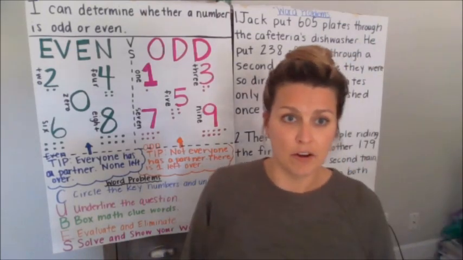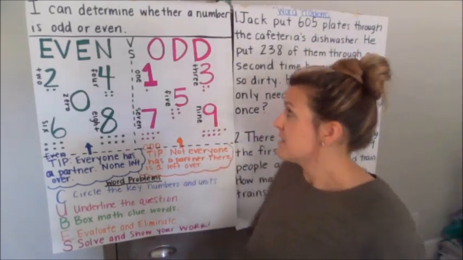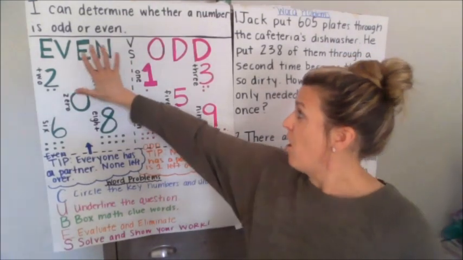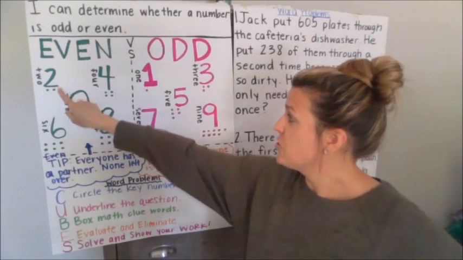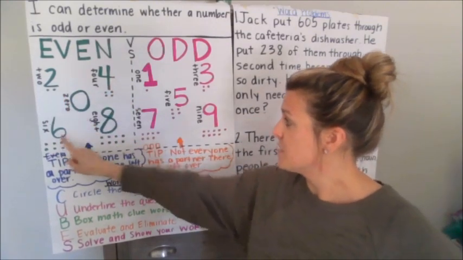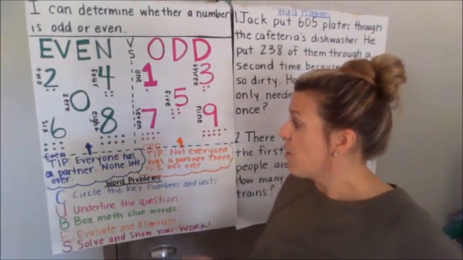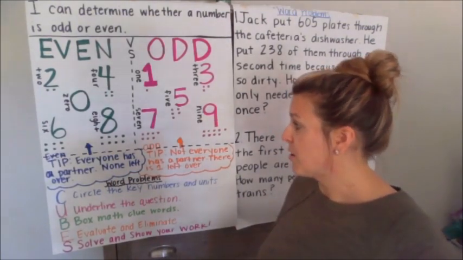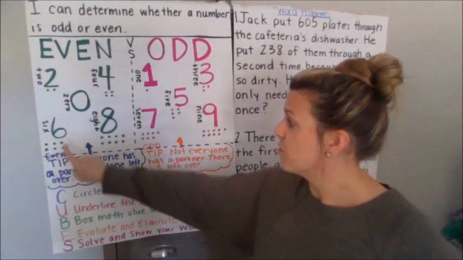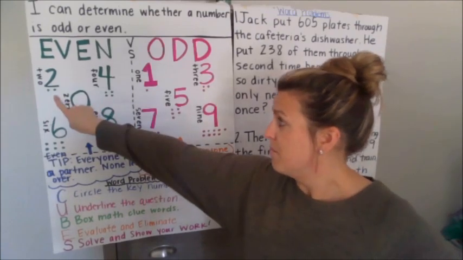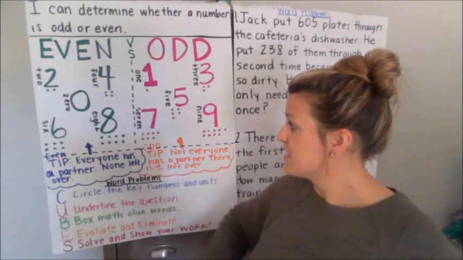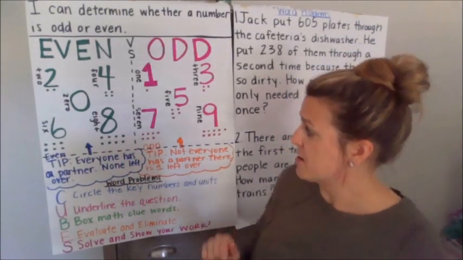So let's do a little review. Our I can statement is I can determine whether a number is odd or even. I have all my even numbers written here: 0, 2, 4, 6, and 8. My tip for even numbers is everyone has a partner. There are none left over. If you look at my green dots, my 2, they have a partner. My 4, they have a partner. 6, they have a partner. And 8, they have a partner.